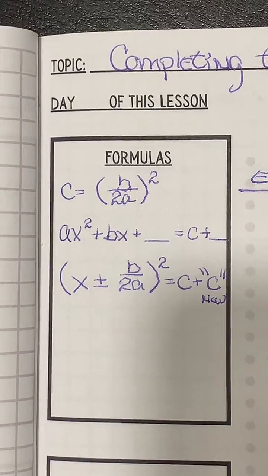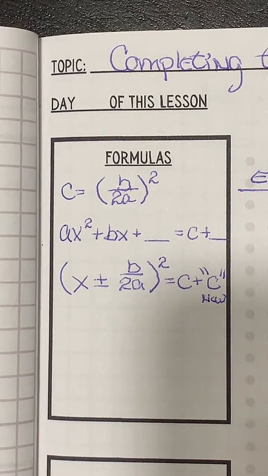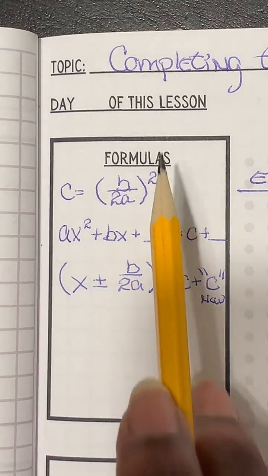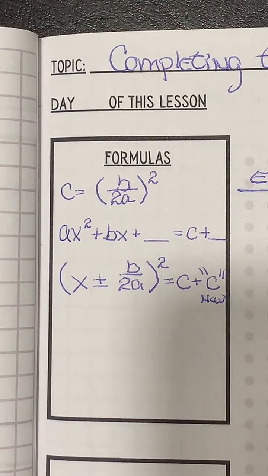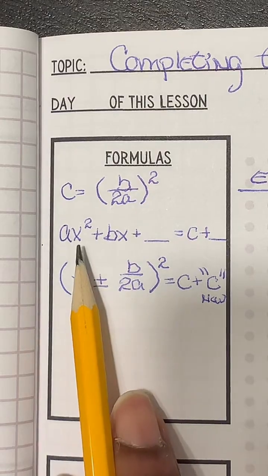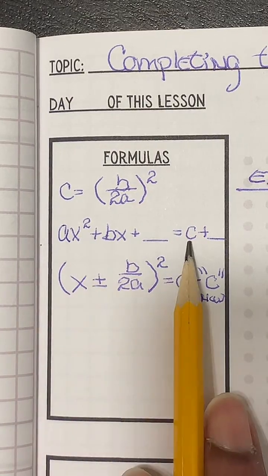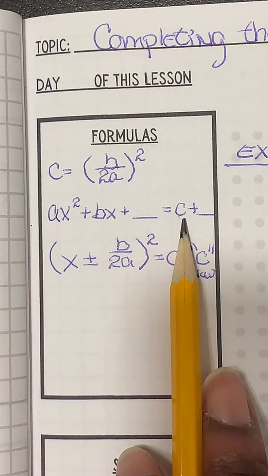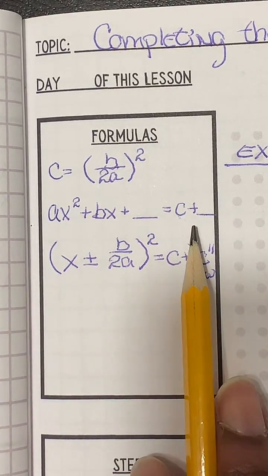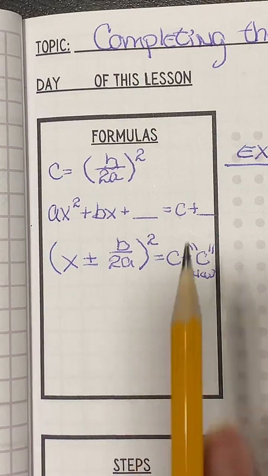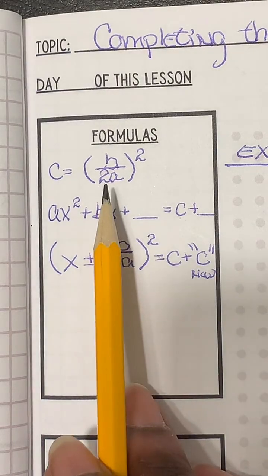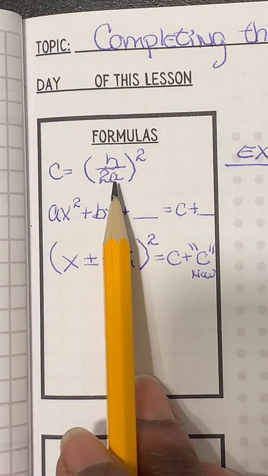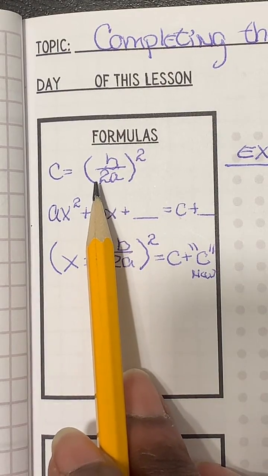Now, normally when you see a quadratic, you need the equation to equal 0. But when you're completing the square, it's the complete opposite. You want your equation to equal the original c, if it was in standard form. I'm going to show you by example what I mean by that. Then we're going to replace it so we can complete the square, and I'm going to show you.